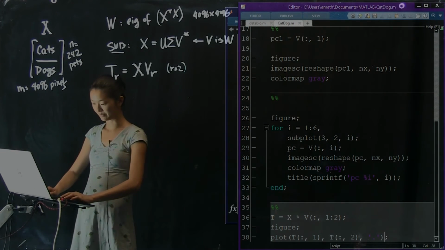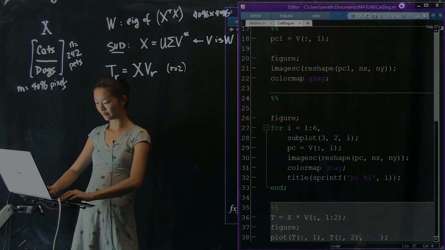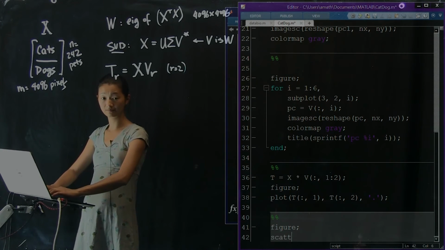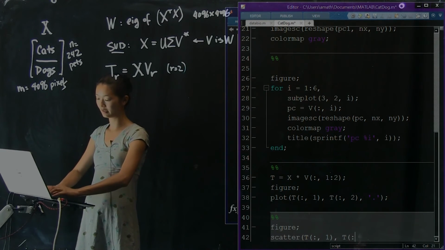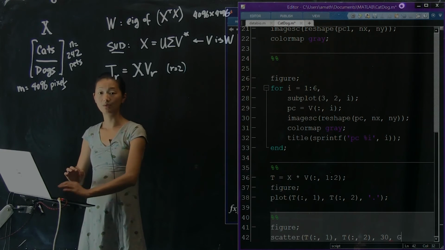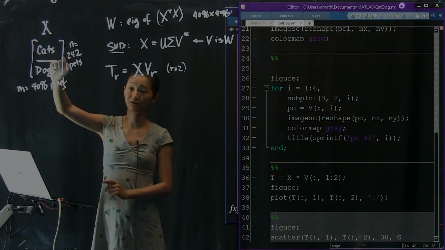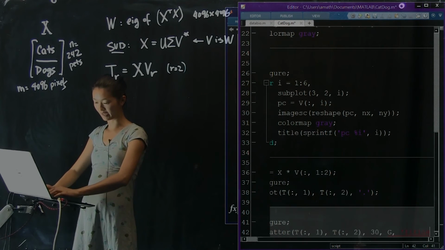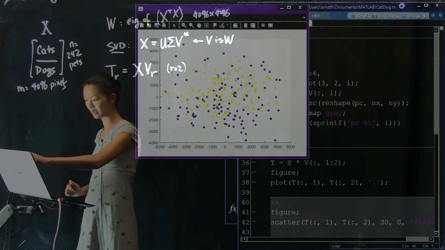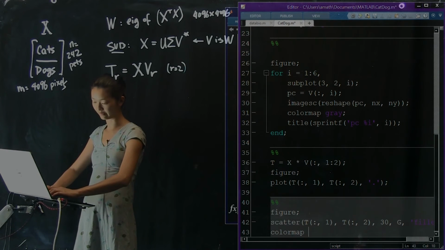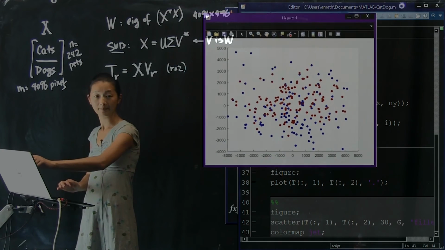So let's do that. What I'm going to do is make another figure where I'm going to use a scatter plot of the first column of T, same thing as we did before, and the second column of T. I want all of my dots to be of size 30, and I'm going to color it based on G, which is a label for cats and dogs. Remember, all the cats have 0 in the G, and 1 for the dogs. And I want all of my dots to be filled. Here we go. Let's change the color map here so that it's a little more visualizable. It's a little bit better here.